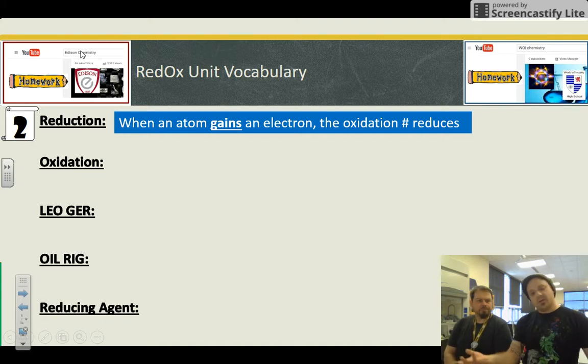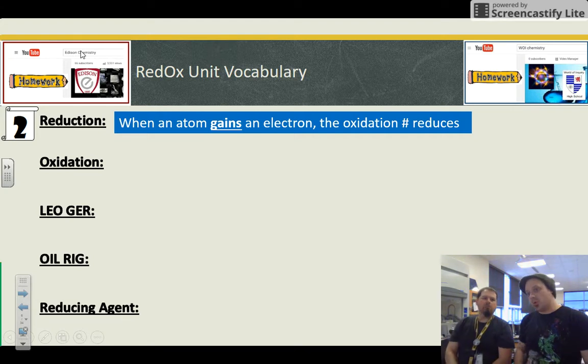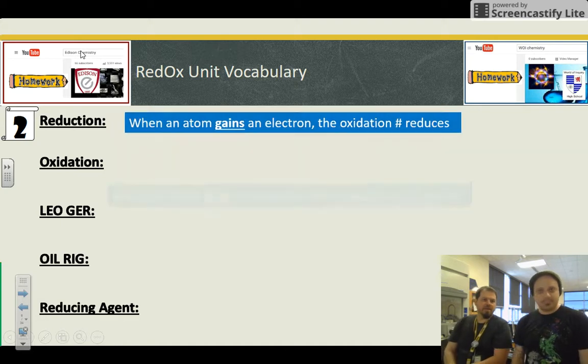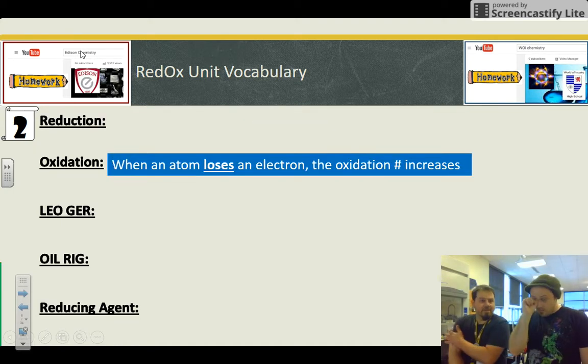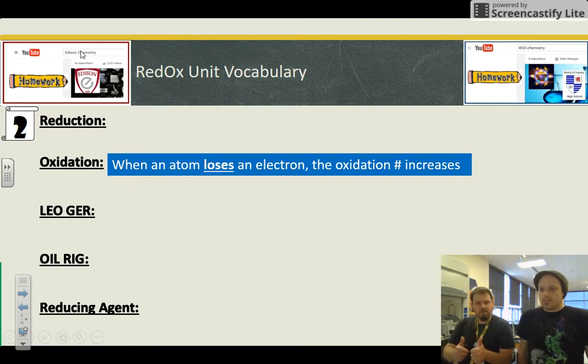Typically, reduction is when an atom gains an electron. The reason it's called reduction is because when you gain a negatively charged electron, your oxidation number goes down on the number line. It becomes more negative. So that's why it's called reduction, even though you're gaining an electron. No rhyme or reason, I guess, other than oxygen is at play a lot of times in oxidation. When an atom loses an electron, the oxidation number will then increase. They're kind of equal but opposite.